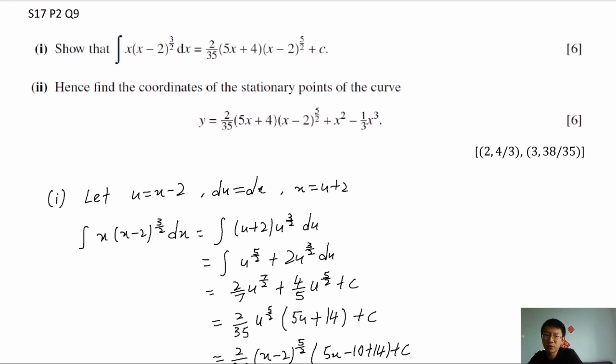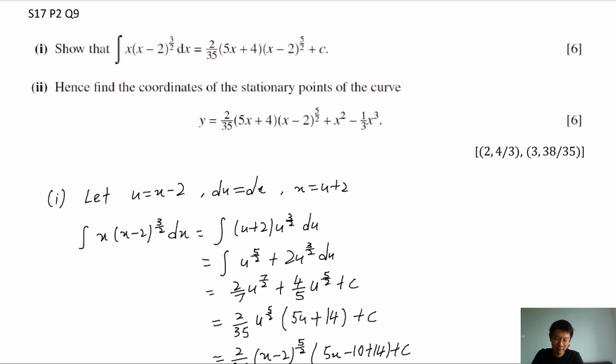Okay, so for the first one, we have to show that the integral of x times (x minus 2) to the power of 3 over 2 is equal to the expression given here. First, how do we do this? We will let u be x minus 2. And from there, if we use the substitution, we need du equals dx, because we have differentiated u with respect to x here.